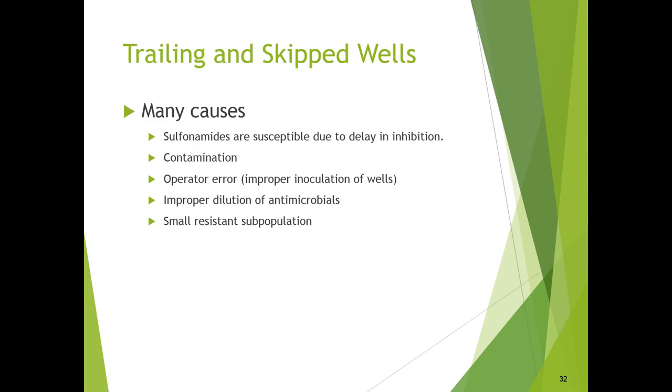There are some sources of errors depending on the method that you're using. So trailing or skipped wells can be seen. There's different causes for these. It might be contamination. It might be poor inoculation of the wells. It might be poor dilution of the antibiotics in the wells, or a resistant subpopulation. It could just be something that just sort of happens.